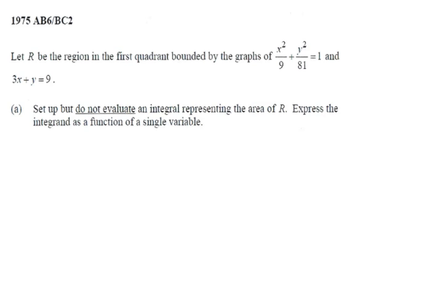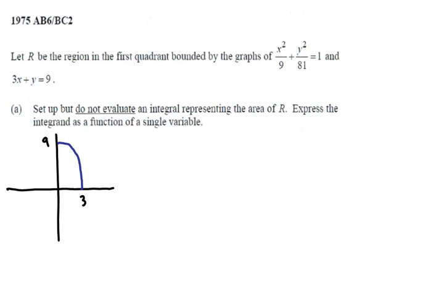Okay, 1975 AB6. R is going to be the region in the first quadrant bounded by the graphs of x squared over 9 plus y squared over 81 equals 1 and 3x plus y equals 9. Well, the first shape is going to be an ellipse having this kind of shape. It will have a y-intercept of 9 and an x-intercept of 3.